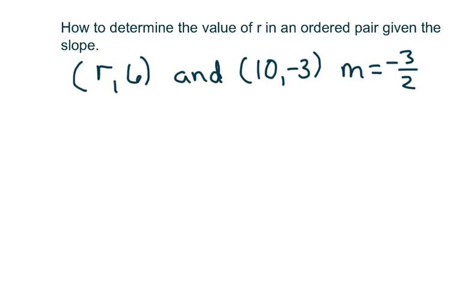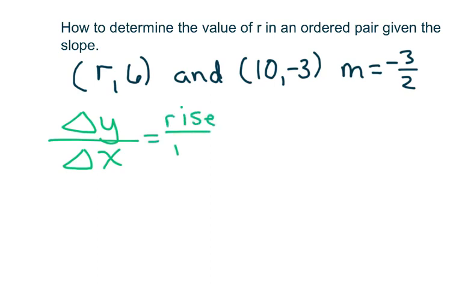Hi everyone. We're going to determine the value of r in a given ordered pair given the slope. The thing you need to remember is the formula for the slope: the change of y over change of x, or rise over run, which is really y sub 2 minus y sub 1 over x sub 2 minus x sub 1.